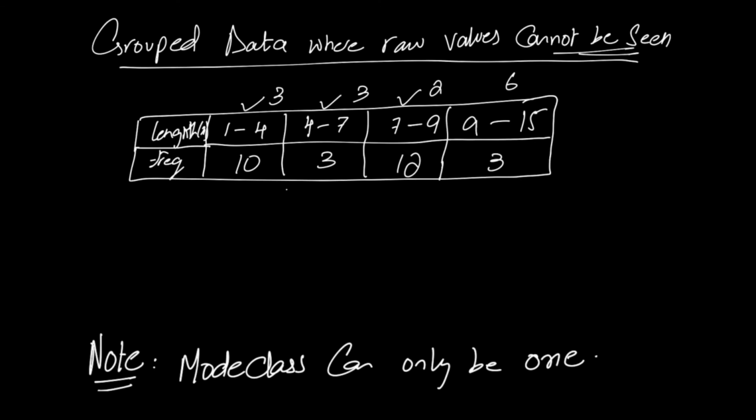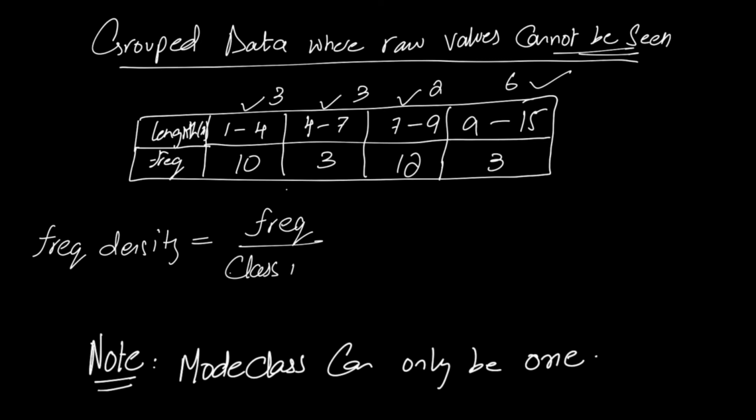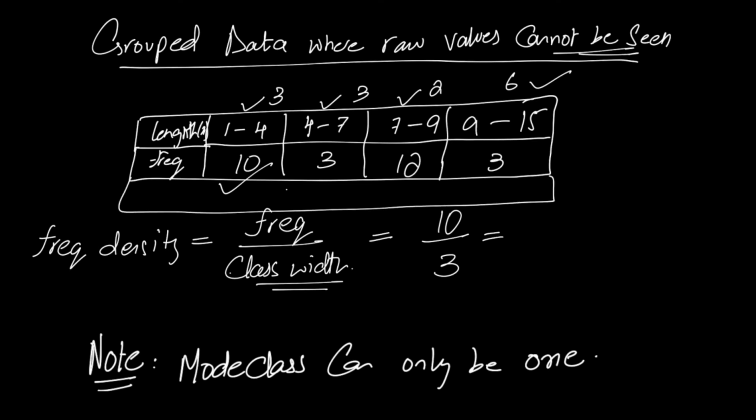this difference is basically called the class width. As class width is not the same for each and every class, we have to work out something called a frequency density. So what is a frequency density? Frequency density is basically the frequency of a specific class divided by its class width. In the first case, we have a frequency of 10 and a class width of 3, so this will give us a frequency density of 10 upon 3.